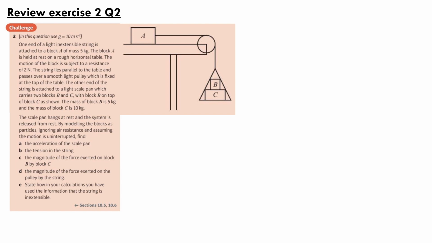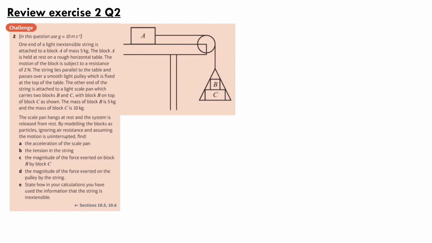The string lies parallel to the table and passes over a smooth light pulley which is fixed at the top of the table. The other end of the string is attached to a light scale pan which carries 2 blocks B and C, with block B on top of the block C as shown.